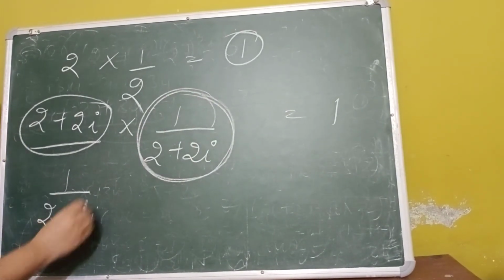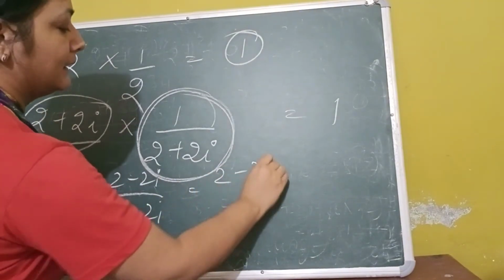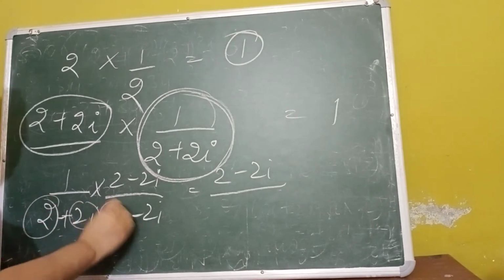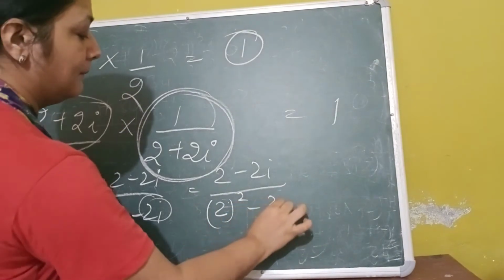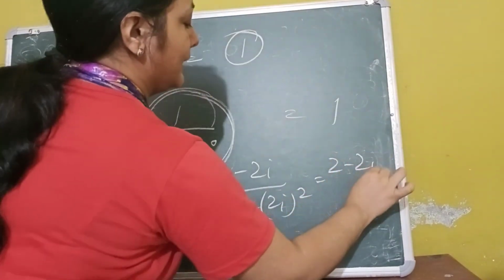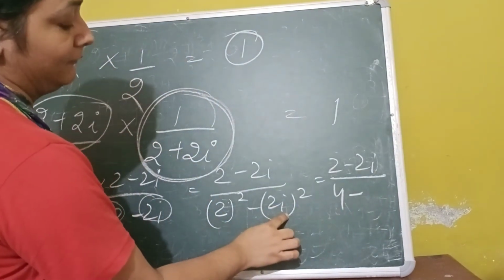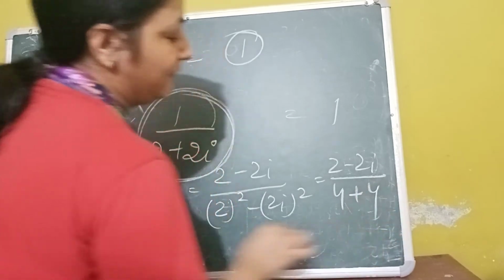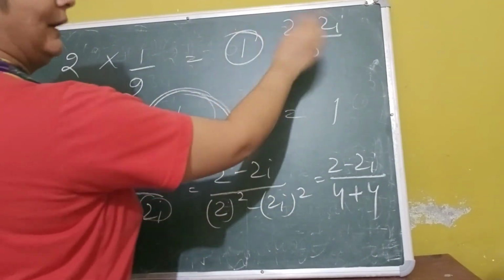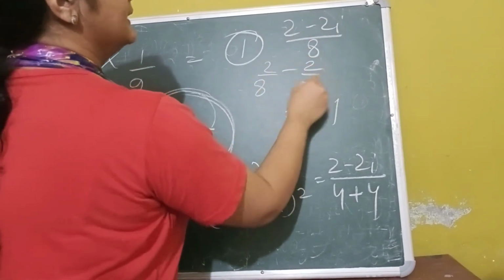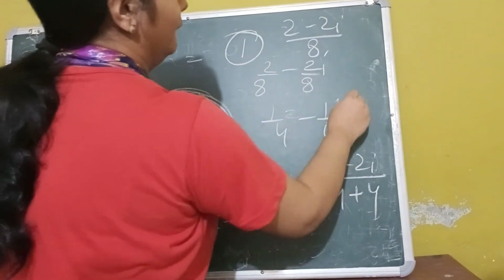It is 1 upon 2 plus 2i. If I apply the conjugate, then it will be 2 minus 2i upon a plus b, a minus b, so it will be a square minus b square. That means 2 square minus 2i square. So it's 2 minus 2i upon 4 minus 4i square, where i square is minus 1. So it will be 4 plus 4. So we can write it as 2 minus 2i upon 8. If I want to write, I will write it as 2 upon 8 minus 2 upon 8i. So it will be 1 upon 4 minus 1 upon 4i.